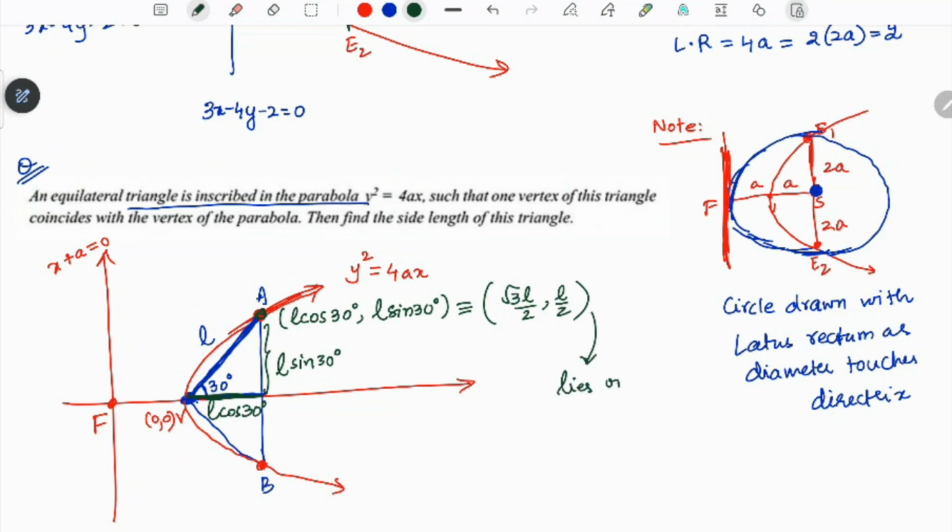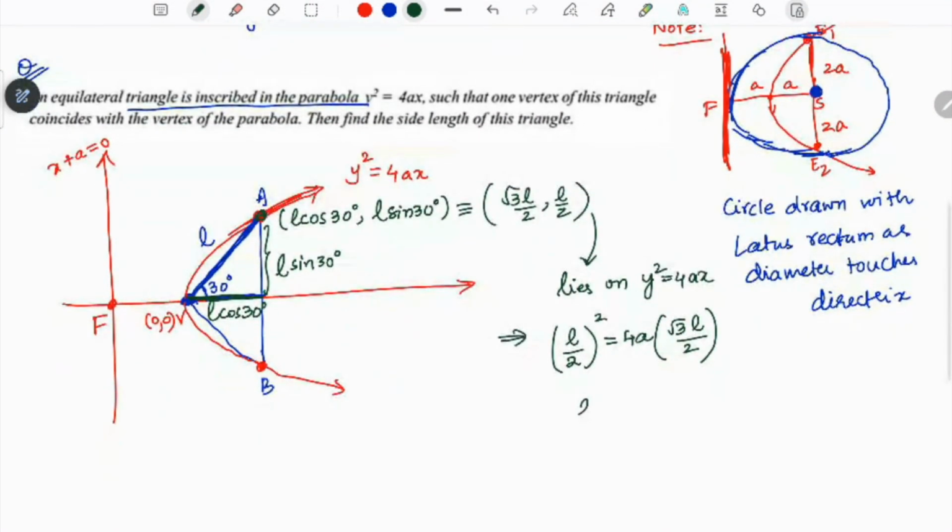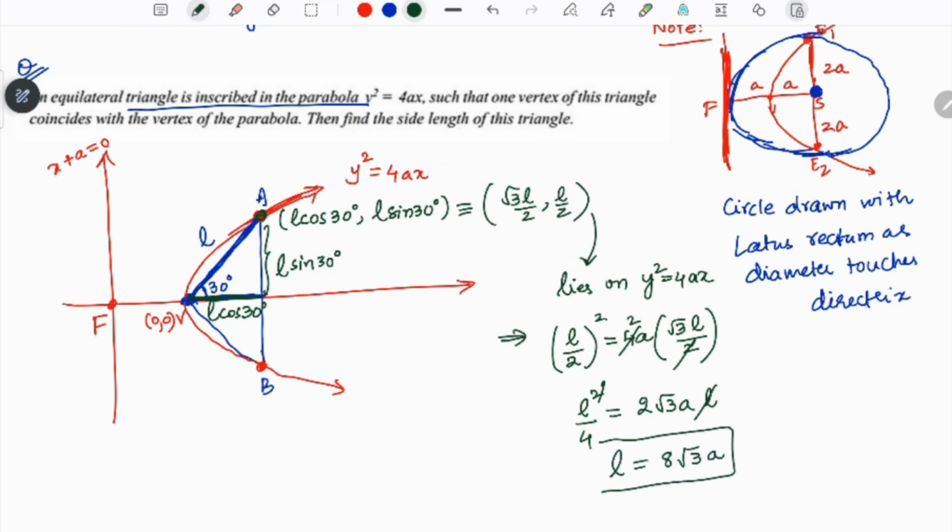This lies on y square is equal to 4ax. That implies y coordinate, if you square, that is 4a times x coordinate, root 3, like this. So this is L square by 4 is equal to 4a, 2 ones, 2 2s you can cancel. So this is 2 root 3 aL. Cancel L. So what is L? 8 root 3 a. So what is the length of side of the equilateral triangle? 8 root 3 a.